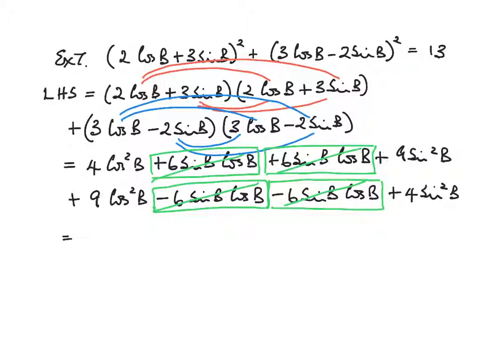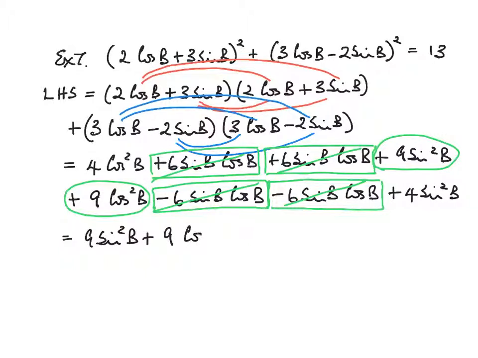What I'm going to do next is put this term at the front, and this term. So that's 9 sine squared b plus 9 cos squared b. Then I'll put the other two terms, here they are, this one followed by this one. That's 4 sine squared b plus 4 cos squared b.